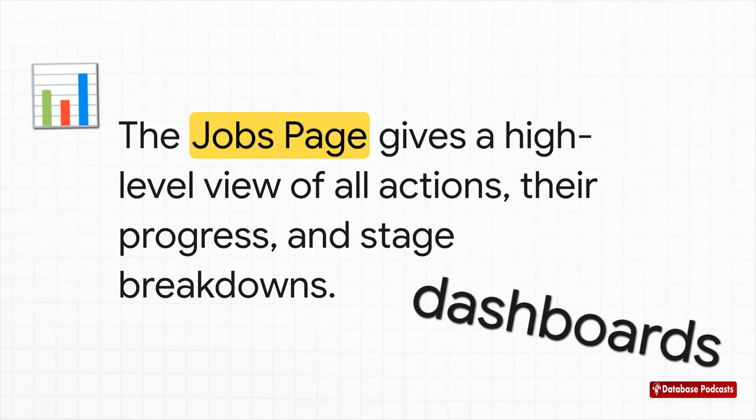The first screen you'll see is the Jobs page. This is your high-level dashboard. You can see every single action that's running, what's finished, and how long everything took. If one job is taking way longer than the others, this is your first clue. You click on that slow job to start digging deeper into its stages.